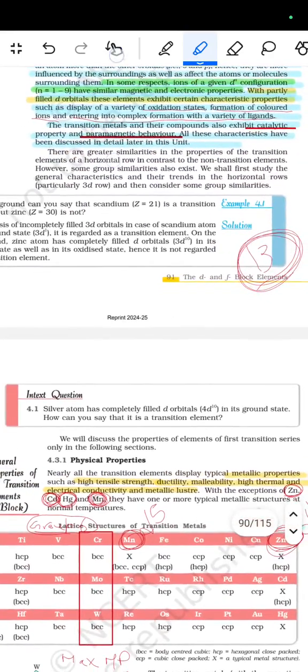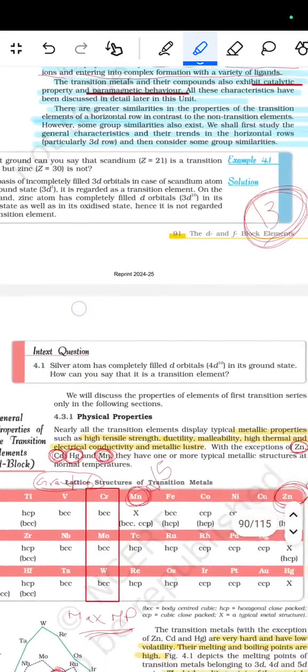Then after this it says that there are greater similarities in the properties of the transition elements of the horizontal rows in contrast to the non-transition elements. However, some group similarity also exists. We first study the general characteristics and their trends in the horizontal rows, particularly the 3d row, and then consider some group similarities.